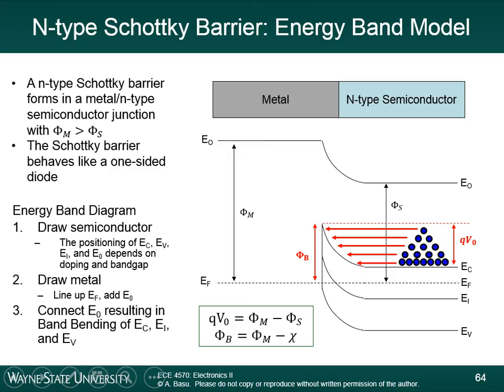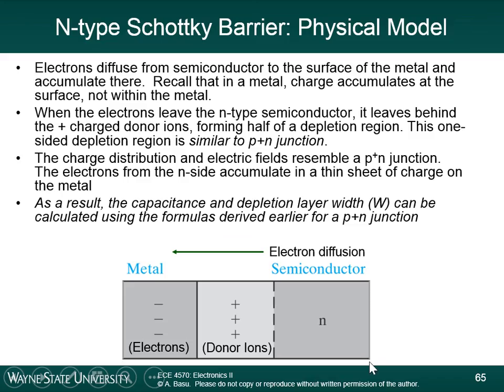So you can obviously see from the fact that we have this energy barrier, and the fact that the energy barrier reduces when we apply a forward bias to it, that this thing is going to behave very similar to a diode. The physical model also looks like a diode. It looks like a one-sided diode. So here are the things that happen in this device. Electrons diffuse from the semiconductor to the surface of the metal and accumulate there. And recall that in a metal, charge accumulates on the surface, not within the metal. So the electrons have diffused from the semiconductor, from the N side, to the metal.